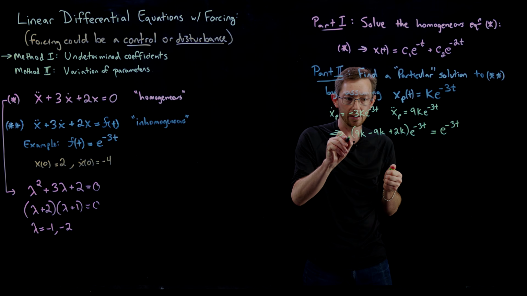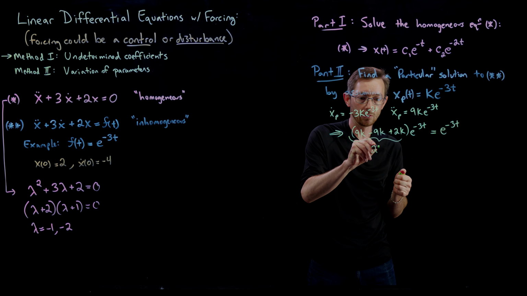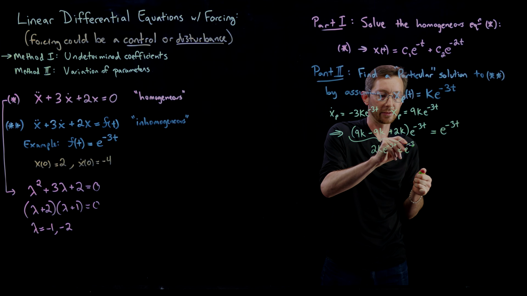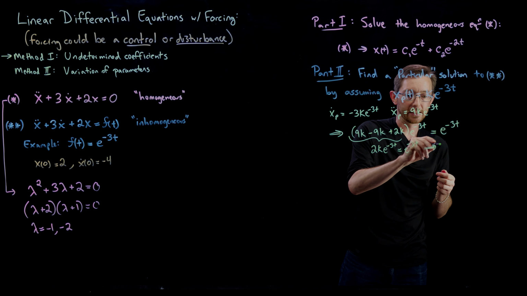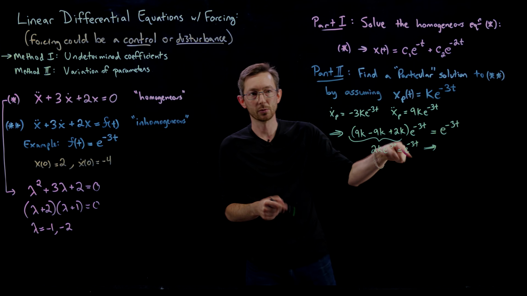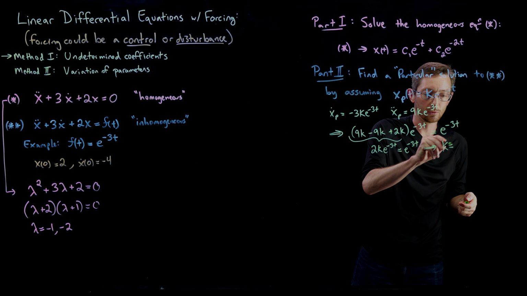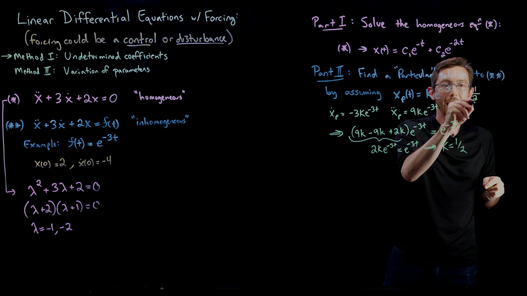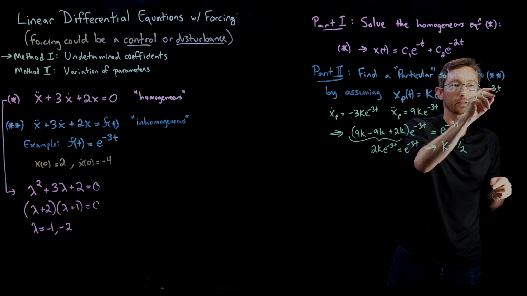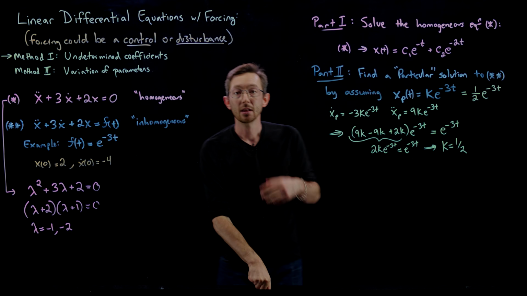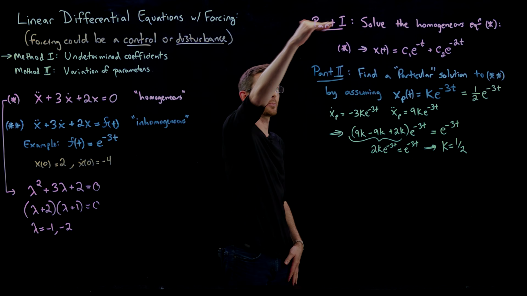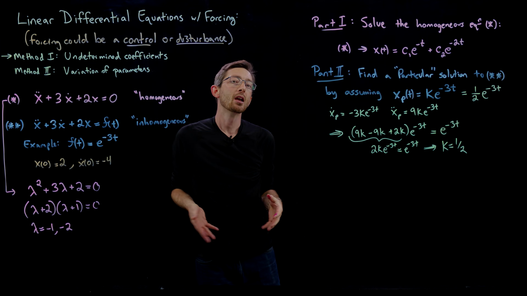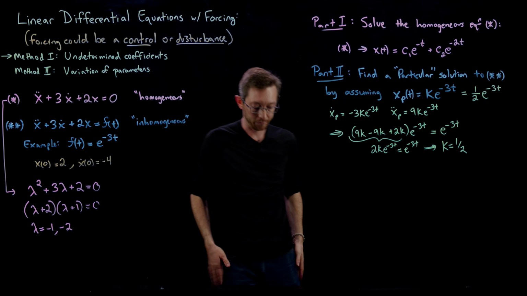And so I think that means this out here is just something like 2k e to the minus 3t equals e to the minus 3t, which implies that 2 times k equals 1, so k equals 1/2. So my particular solution is literally 1/2 e to the minus 3t. That's my particular solution for this problem. Okay, so that was part 1, solve the homogeneous equation. Part 2, find the particular solution. Part 3 is kind of neat.